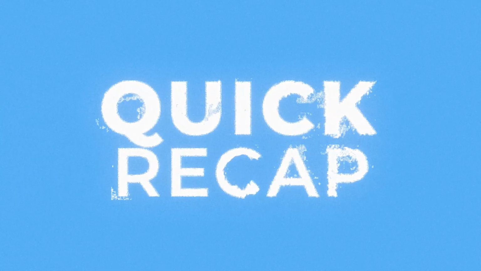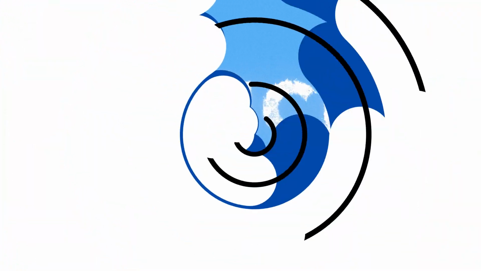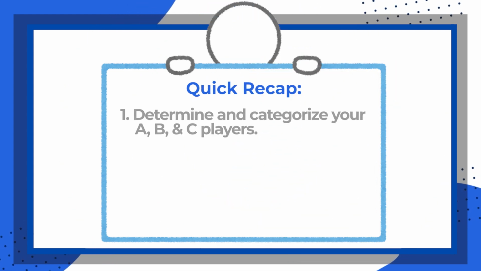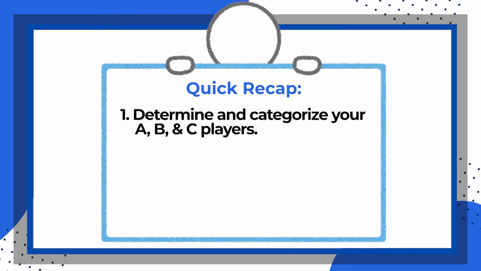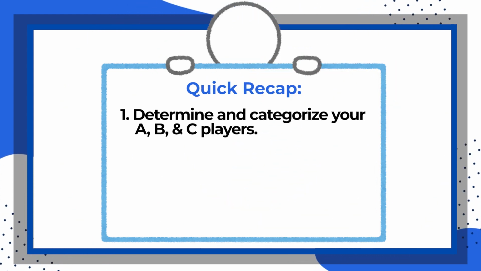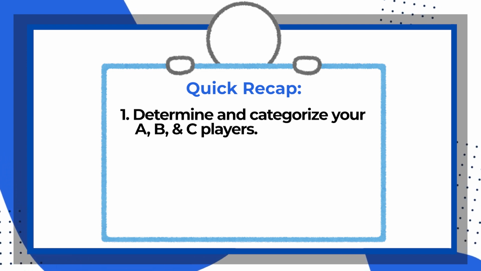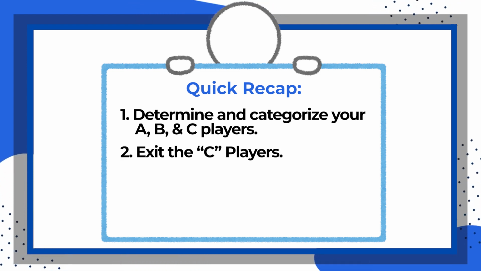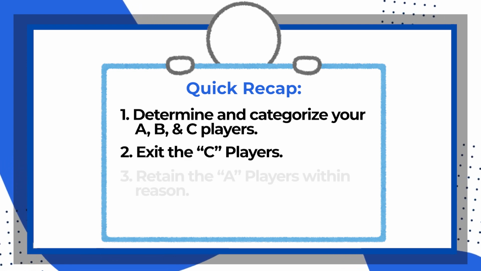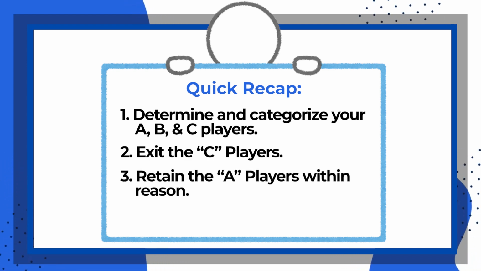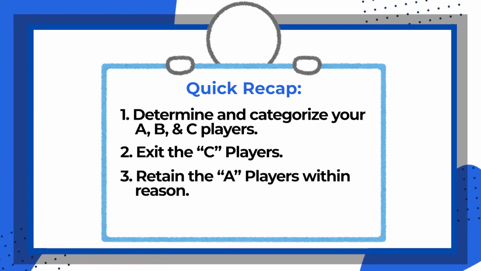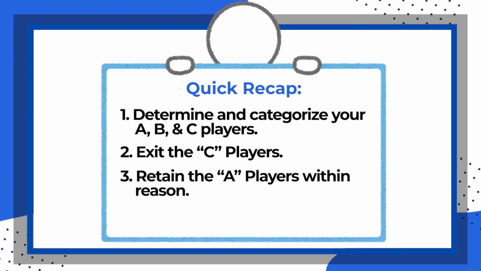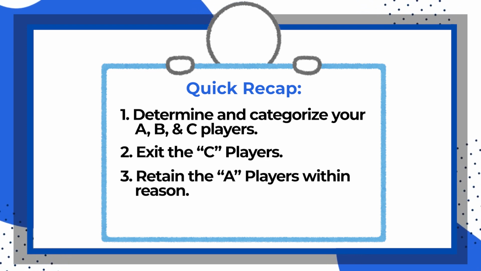And so let's recap real quickly. He says the first thing you want to do is determine who are your A players, who are your B players, who are your C players. The second thing you want to do is exit the C players. The next thing you want to do is whatever you can to retain the A players within reason. I mean, obviously you have to do within reason, but try to do whatever you can to retain A players.